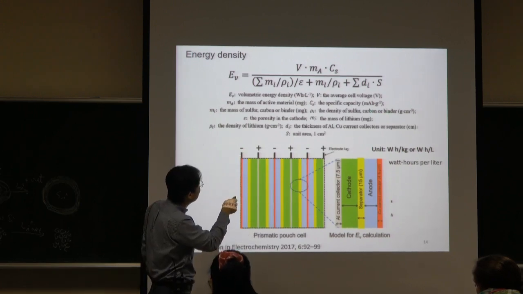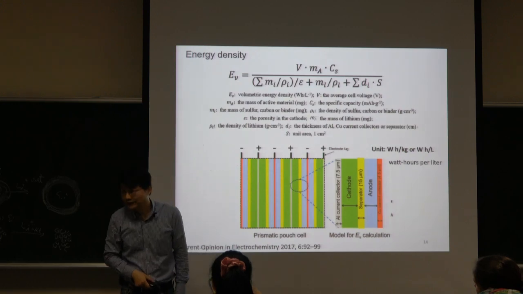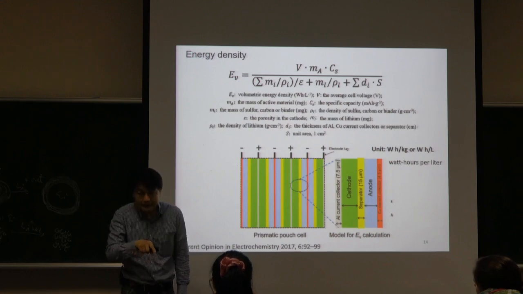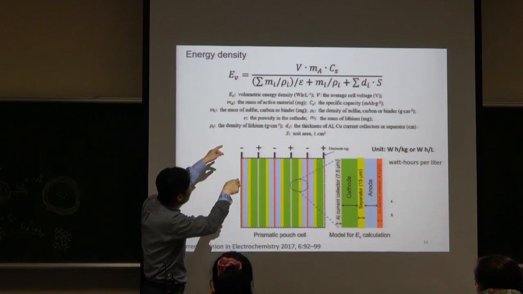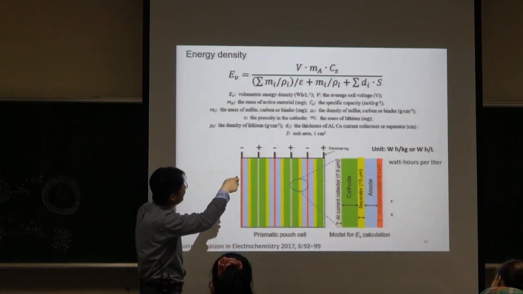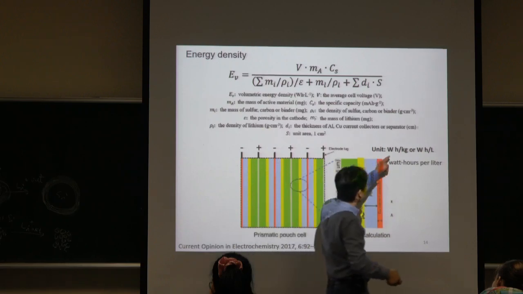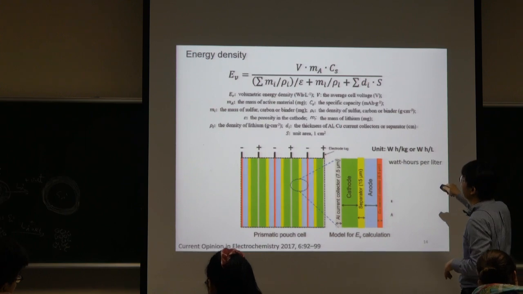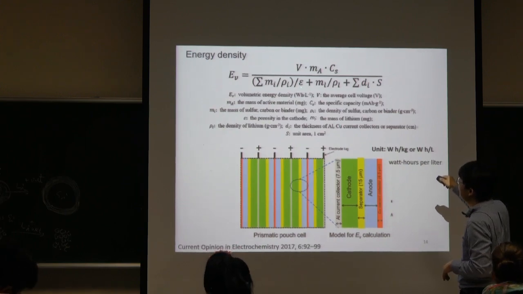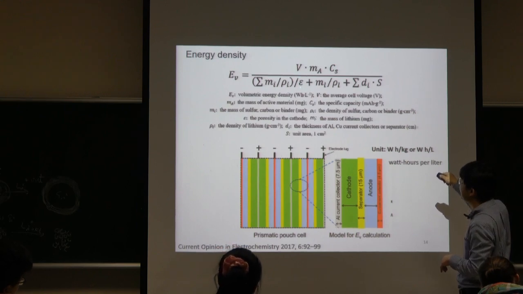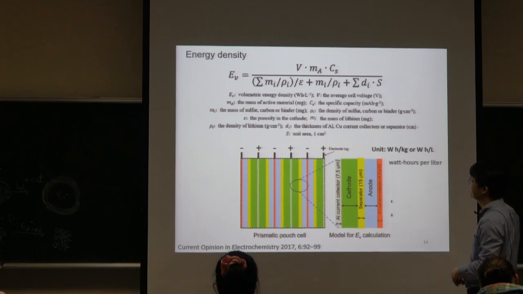Because mass divided by density is volume, right? Here should be volume, and upper should be output power. And then also, because of the unit, you have to divide it by epsilon. Epsilon is the porosity of the cathode.